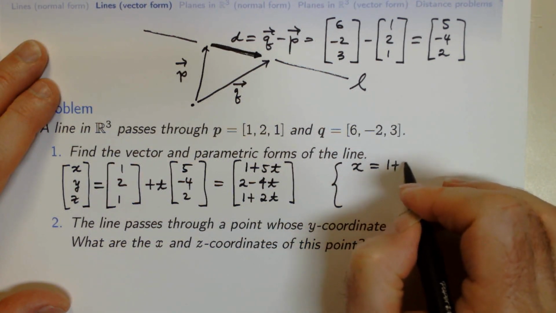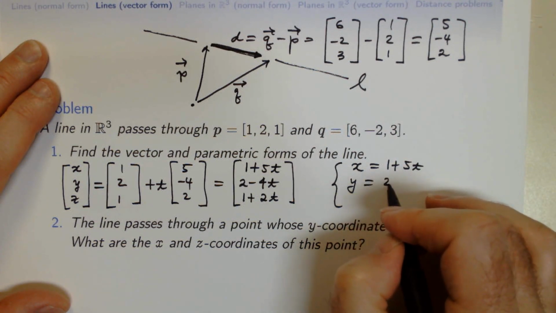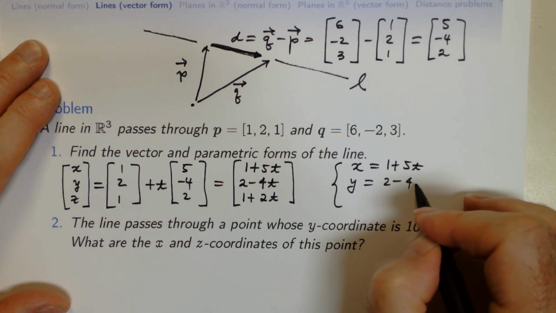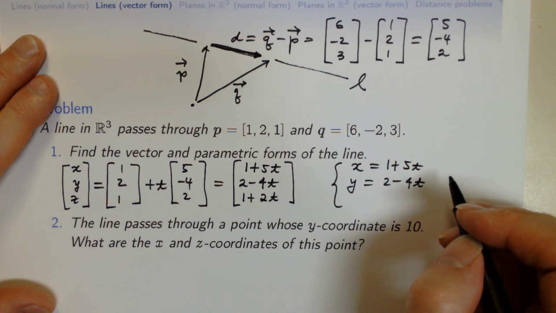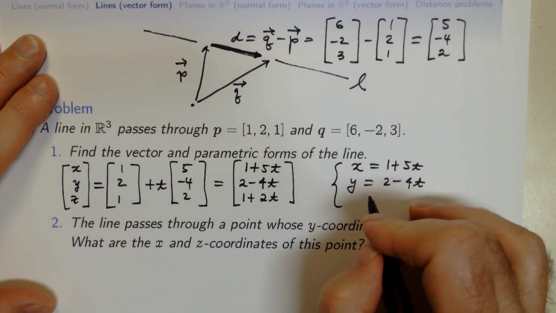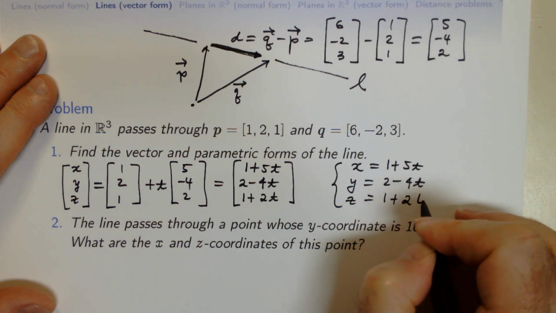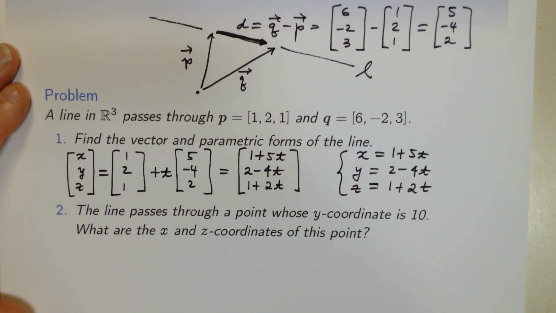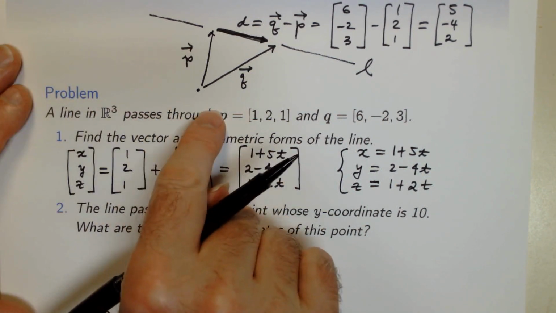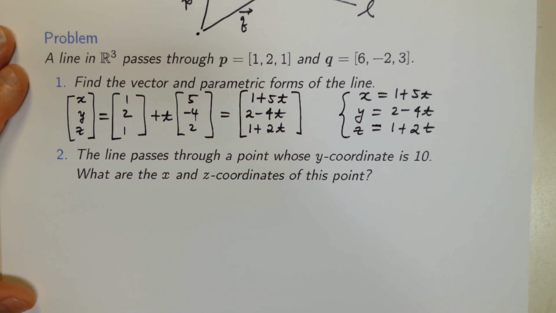X equals 1 plus 5t, y equals 2 minus 4t, and finally z equals 1 plus 2t. Okay, so there's our parametric form for the equation of the line generated by P and D. All right, let's take a look at part 2.